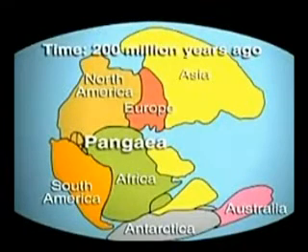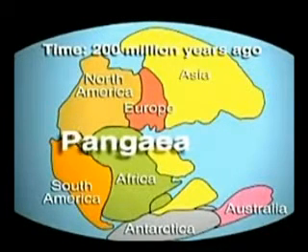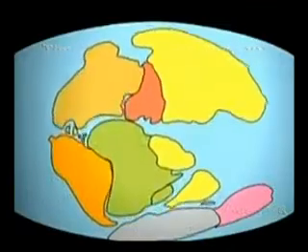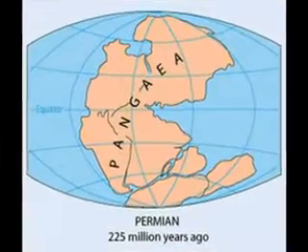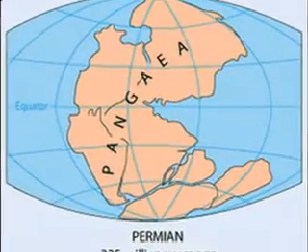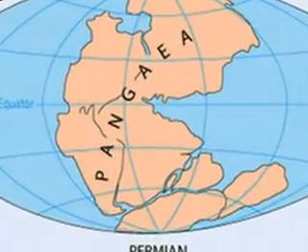Pangaea was a supercontinent consisting of all the earth's land masses. It existed from the Permian period through the Jurassic period. This diagram shows the structure of Pangaea roughly about 225 million years ago.